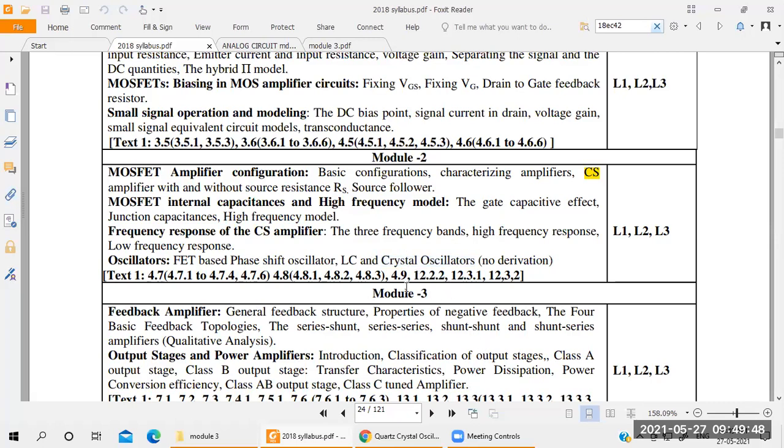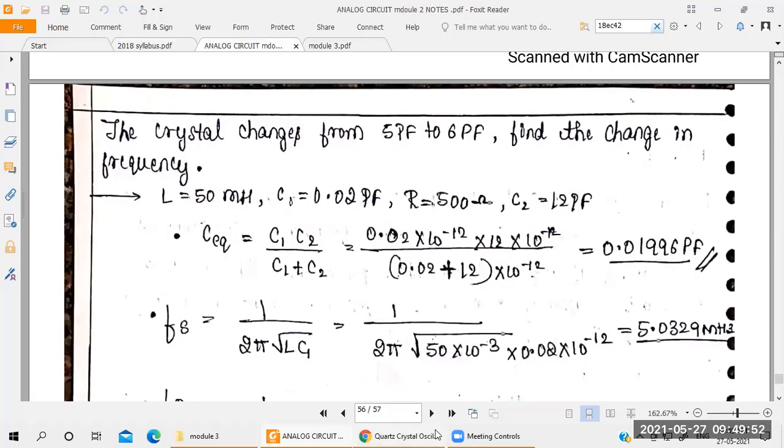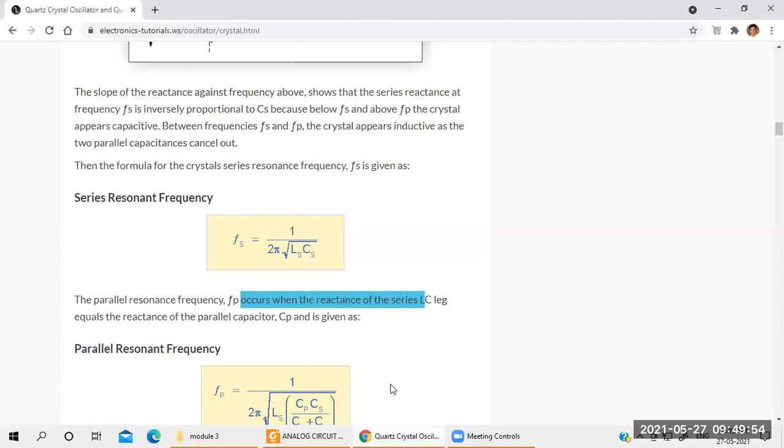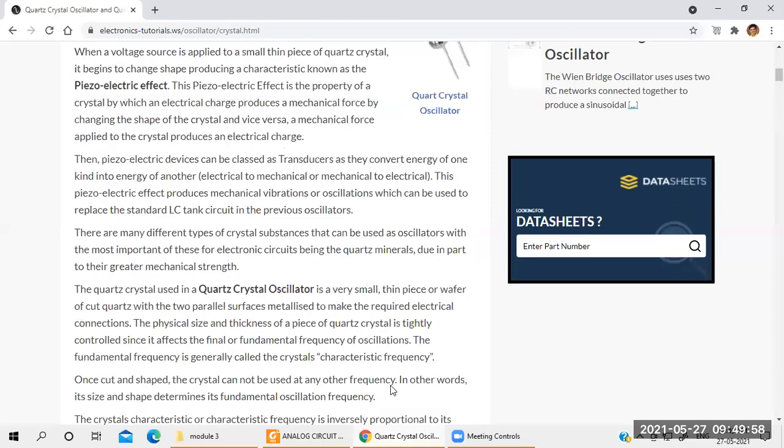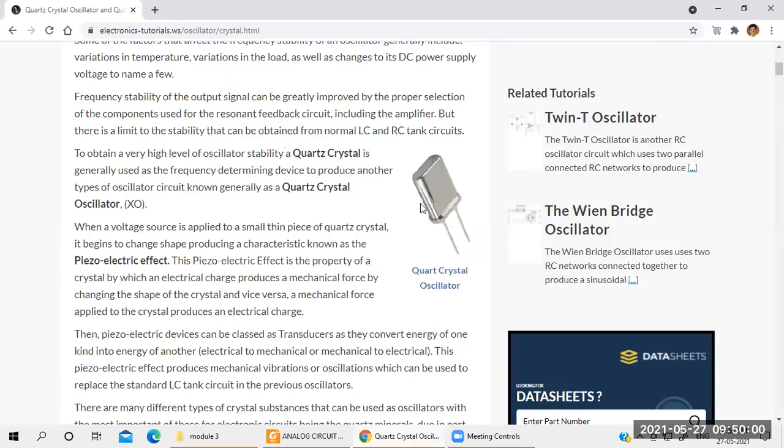This is very important. First, we'll move on to the crystal oscillator. Take the first basics here. Crystal means what here? Have you seen the crystal here? This is the crystal. This was the physical diagram of the crystal.